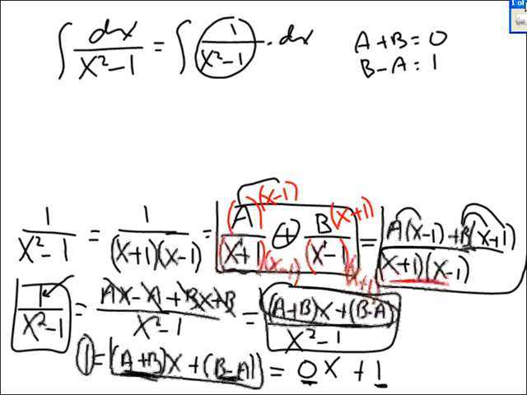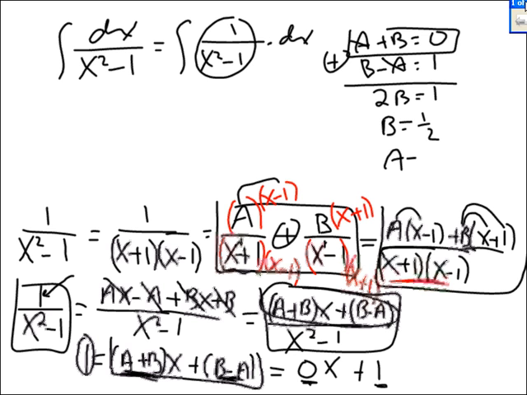Well, if I add these two quantities, a plus negative a cancels out. But the b plus b does not. b plus b is 2b, 0 plus 1 is 1. So b is a half. And if you add a to b, you get 0. So a must be negative a half. And all of that just to get a and b.